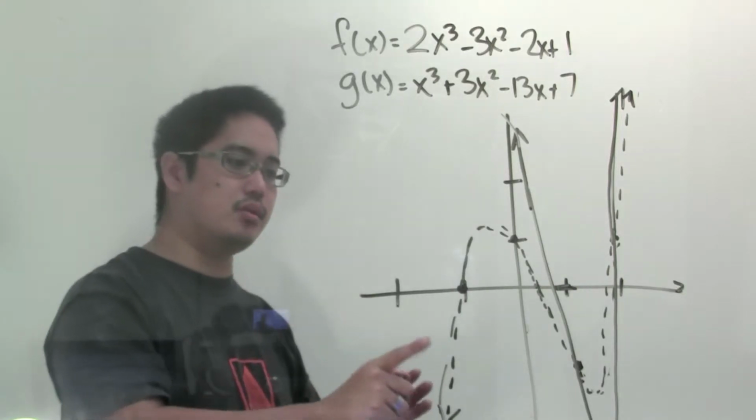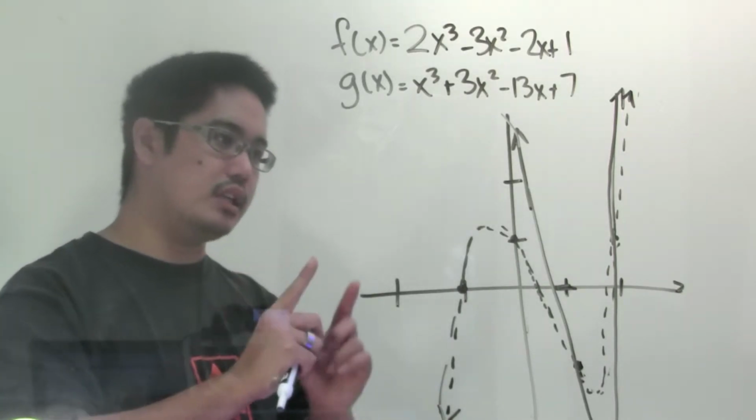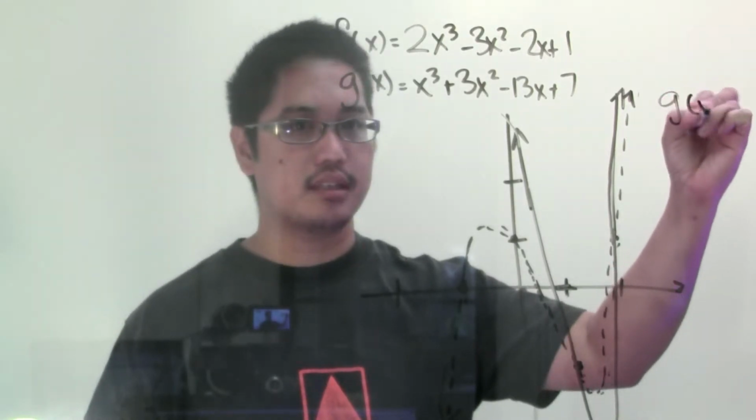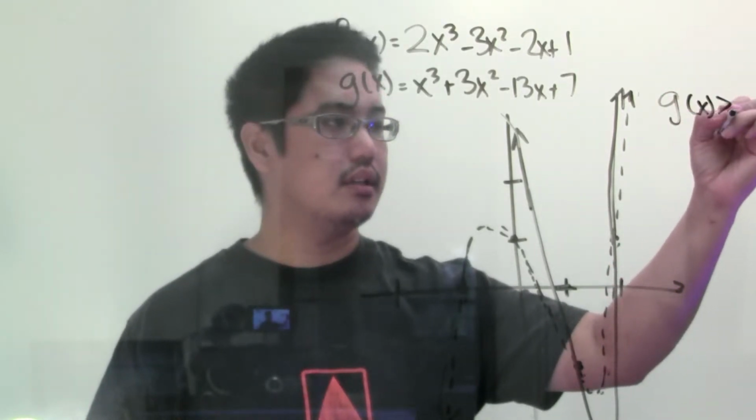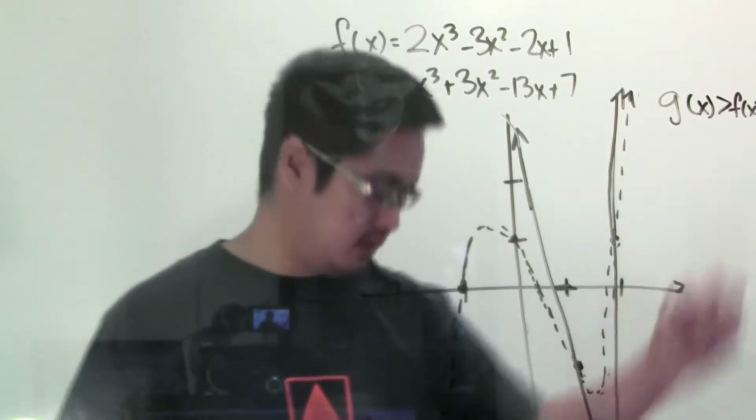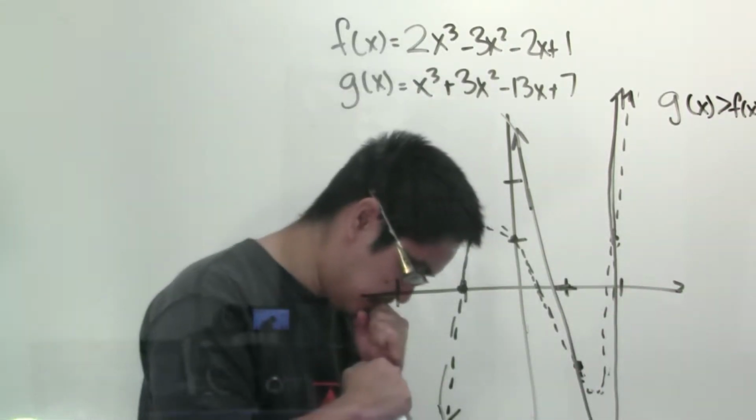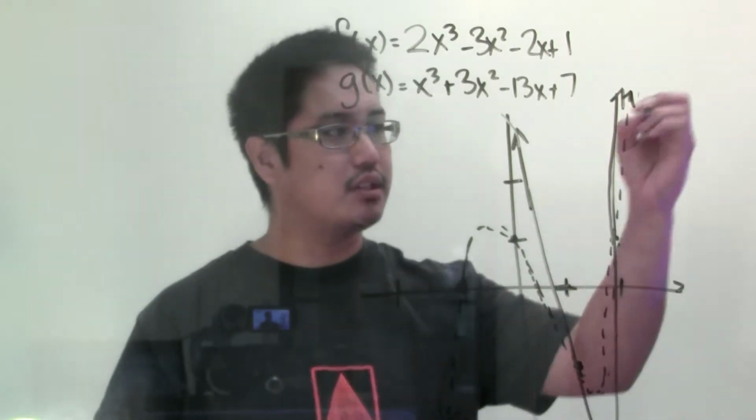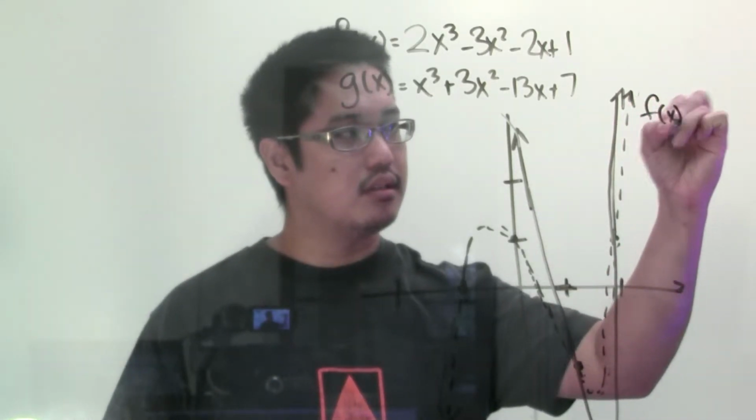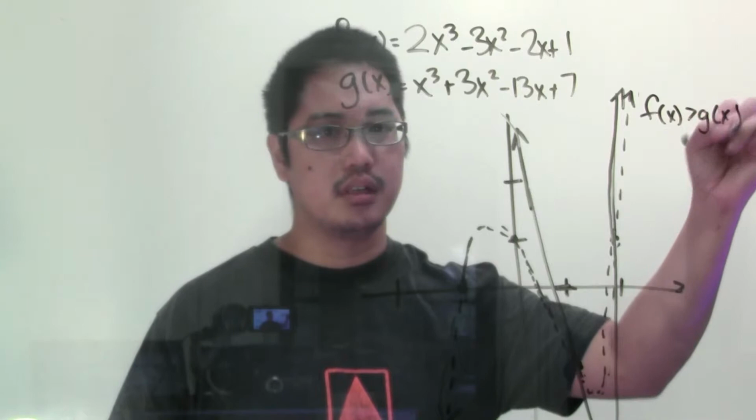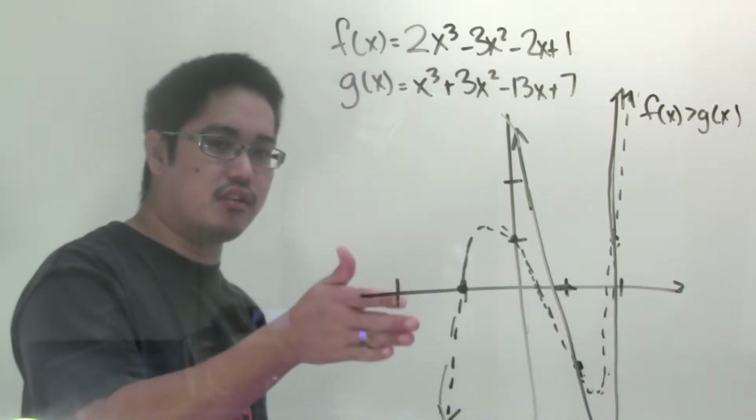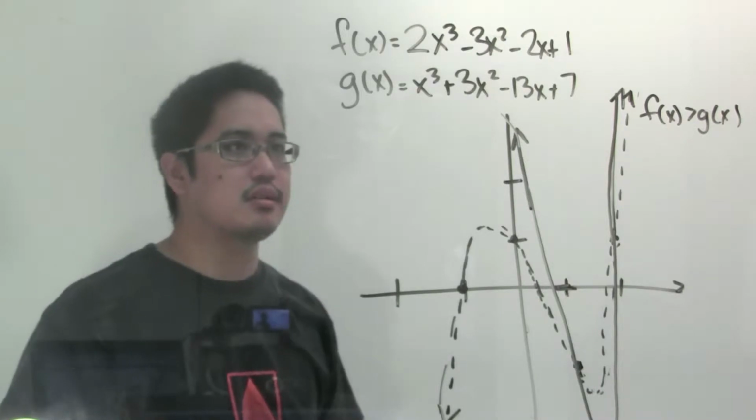So check this out. What I want to do is figure out when is g of x bigger than f of x. Actually, is that what I want to do? No, I think I wanted it the other way around. I wanted to know when is f of x bigger than g of x. And the second question I need to ask is, which one of these is g of x and which one is f of x?